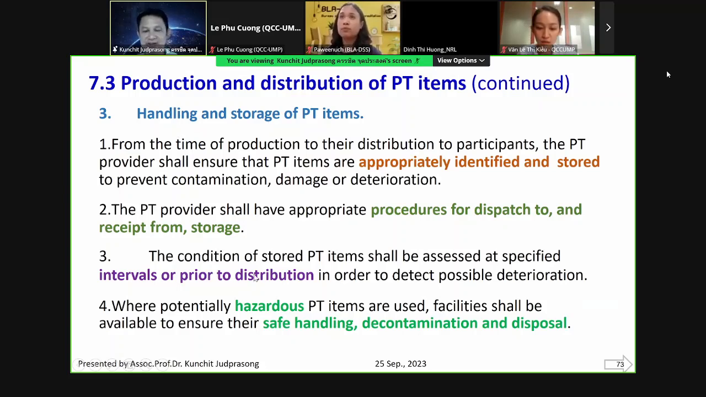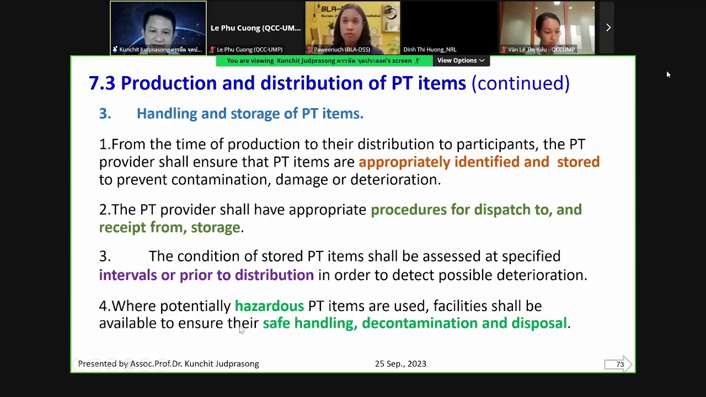So the condition that you use, you have to have the record. Usually we record, as I said, every day. It's at least every day, except during the weekend. So you may not come in to check, but if you have a data logger, in some labs they have a data logger connected online, so it means you can monitor online. I think it's better than paper.